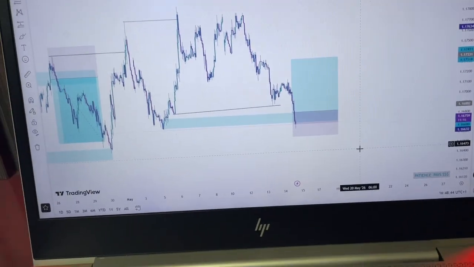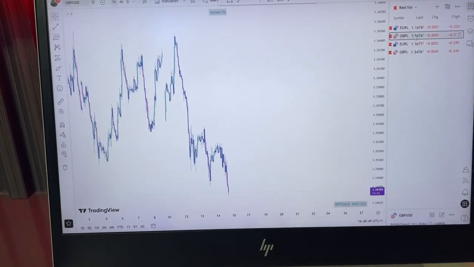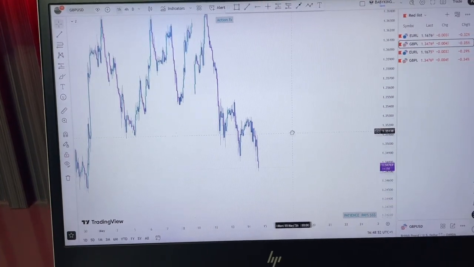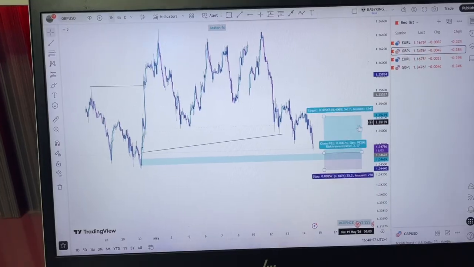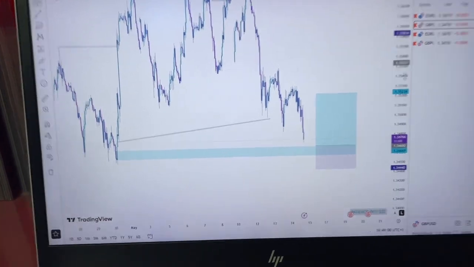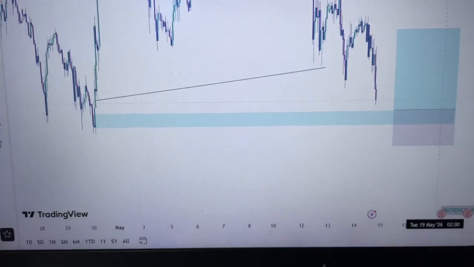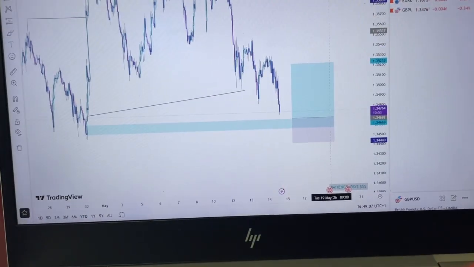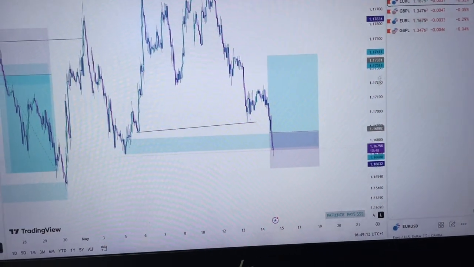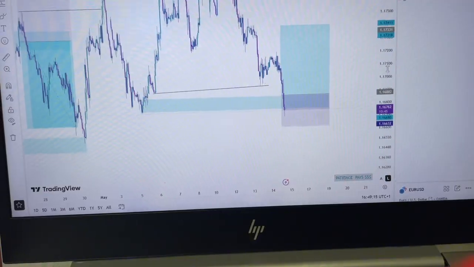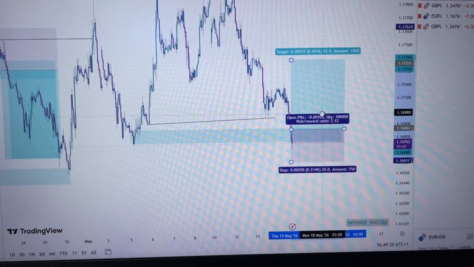And for GBP USD, I'm still patiently waiting for price to get to this particular zone. Let's just see how it is going to go. I always keep you guys updated. All you need to do is continue watching the video. That's the only way you can know what will happen at the ending of this trade.